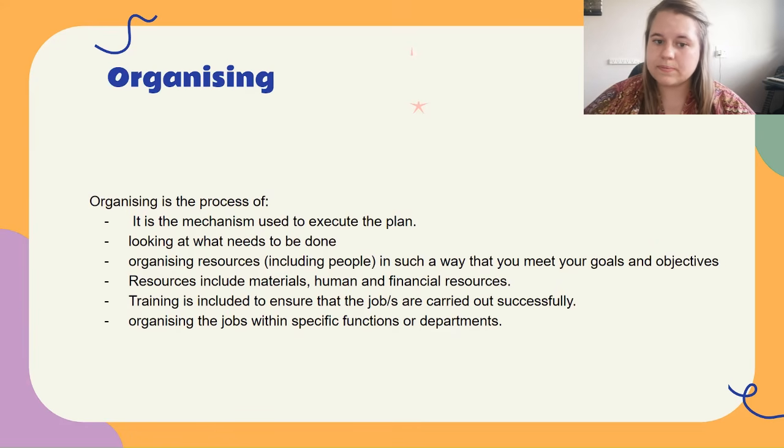Moving on to organizing. Organizing is a process. It is a mechanism used to execute a plan. So we're looking at what needs to be done. Organizing resources, so like the people, in such a way that we meet the goals and objectives. The resources include materials, human and financial resources. Training is included to ensure that the job or jobs are being carried out successfully. And then organizing the jobs within the specific functions or departments.